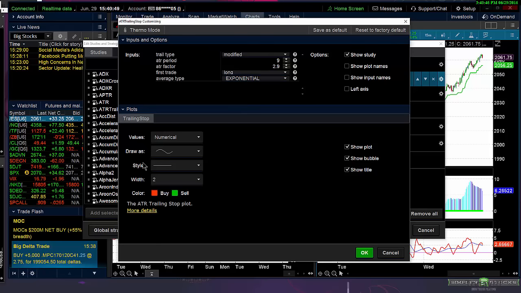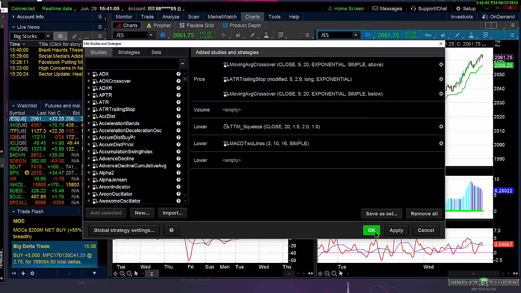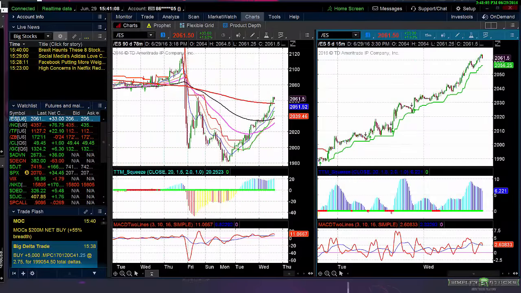I've then made it about 2 bars wide, so the width is 2. Buy is red, sell is green. Don't ask me why it's reversed on Thinkorswim, but that's the way it is. But it's 9 and 2.9. One of the classes we have, and I'll go over when you even get that, is how to use the ATR trailing stop. But in its easiest form, check out how it would have avoided disaster.